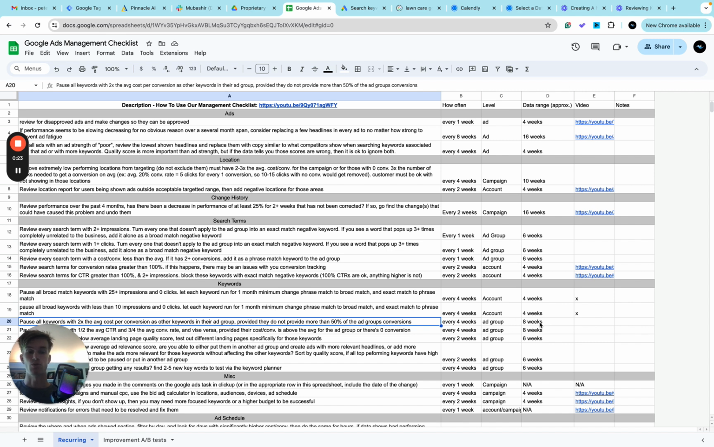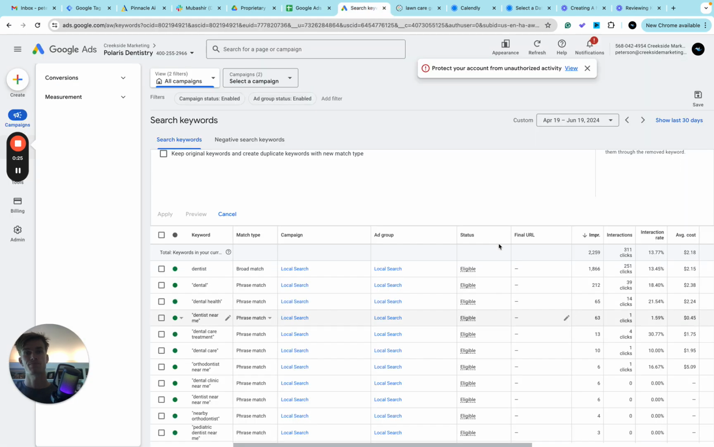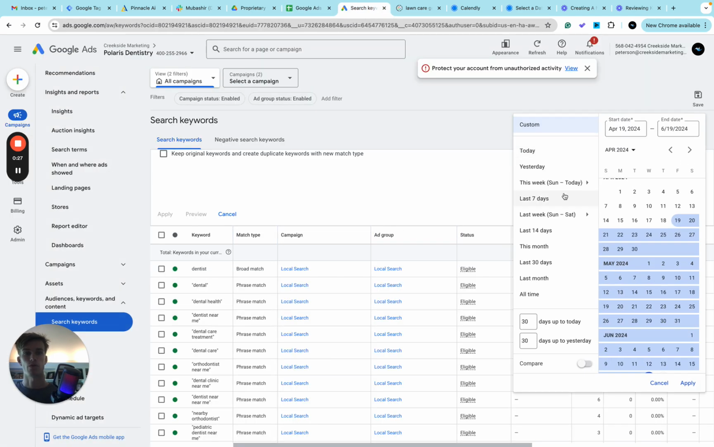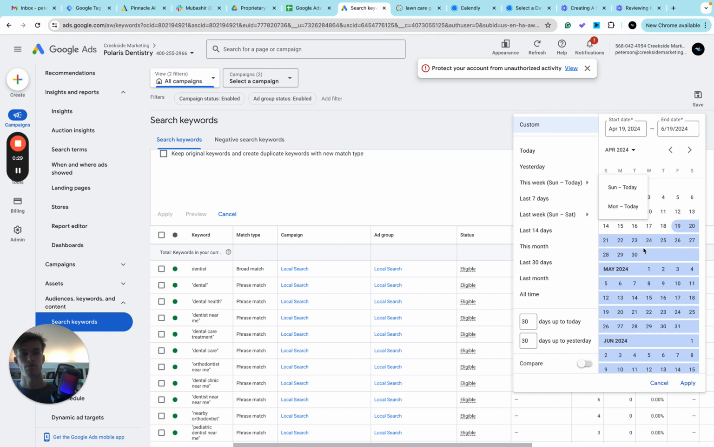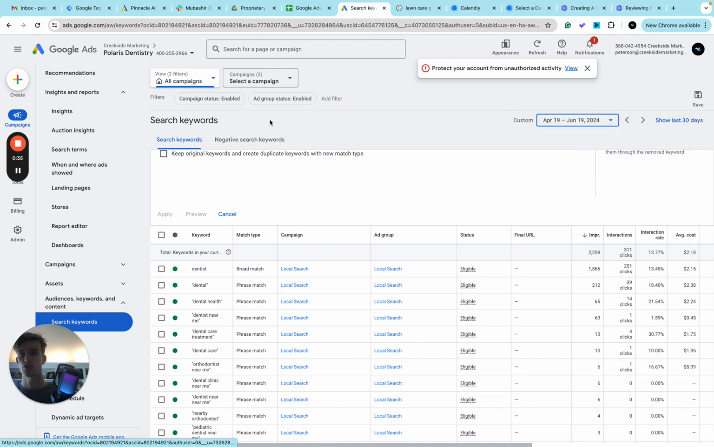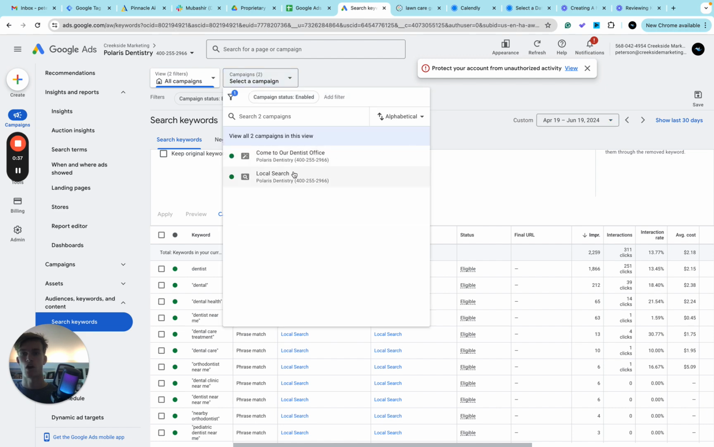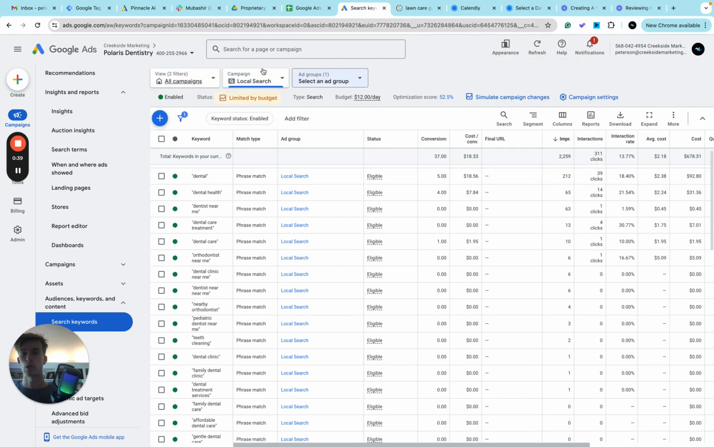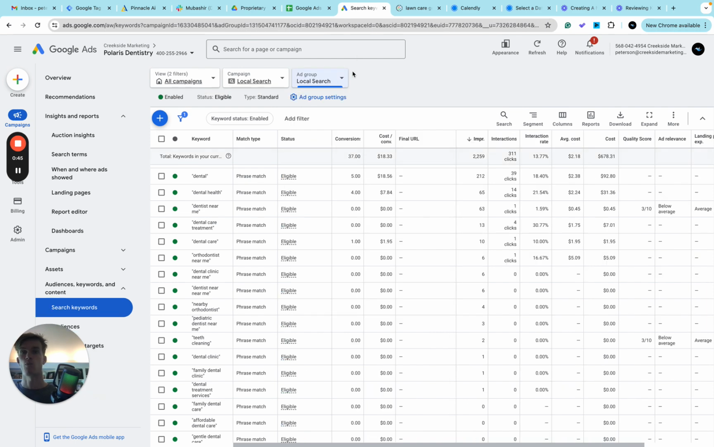So every ad group that you have in your account, you need to review it. And we're going to set our time frame to 8 weeks. So we're going to go ahead and come up here, set our time range for 8 weeks, about 2 months. Click apply. We're going to be in search keywords, and then we are going to make sure we're only looking at our search campaigns, and then we are going to make sure we're only looking at one specific ad group.